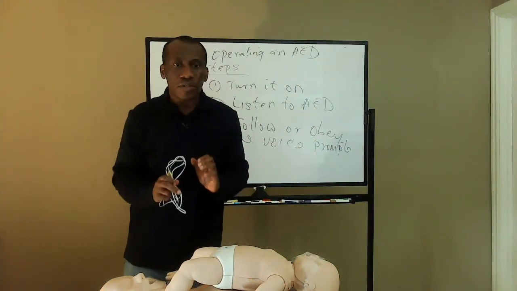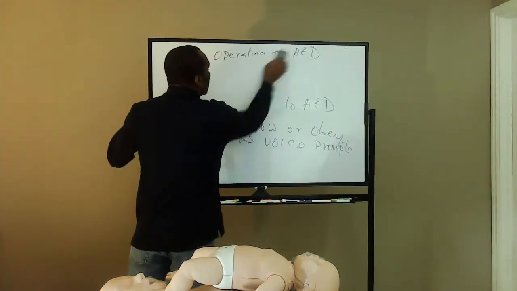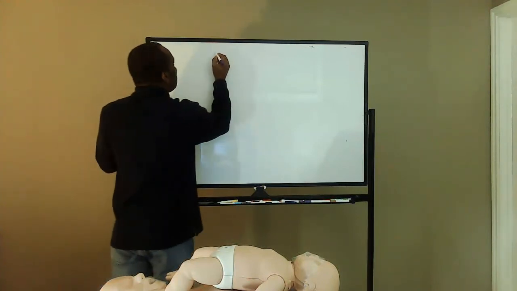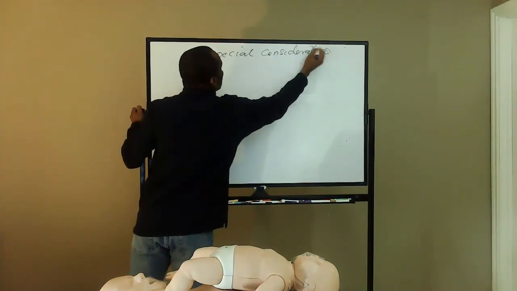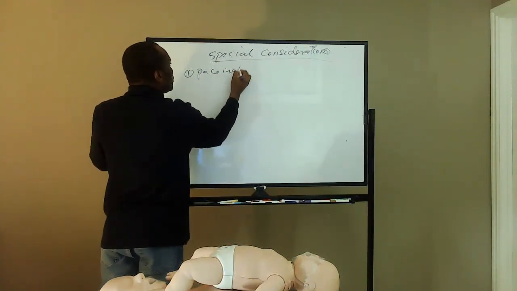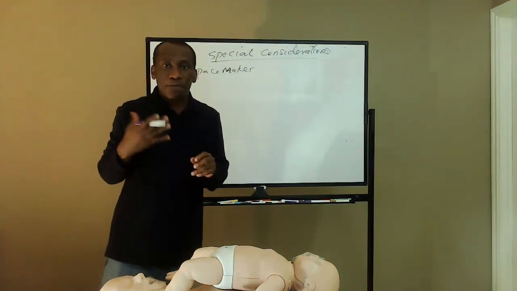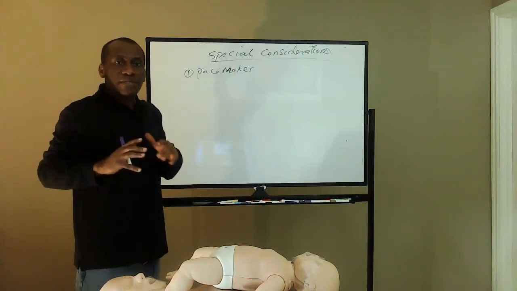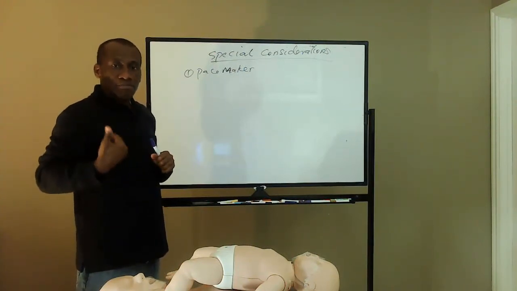Before I conclude this video, I want to talk about some special considerations with the use of AED. Number one is pacemaker. A patient may have a pacemaker at the spot where you need to place the pad. You never place the pad directly over a pacemaker. If the pacemaker is at the location where you need to stick one of the pads, you move the pad down below the pacemaker.